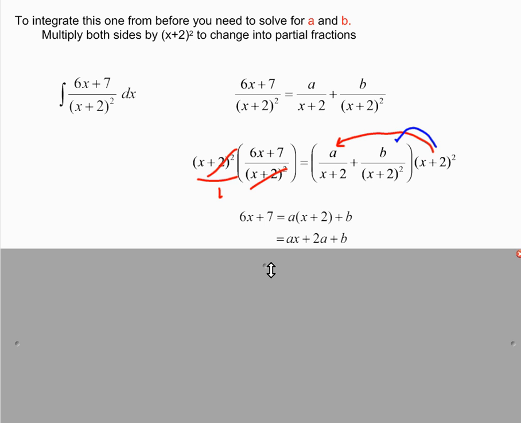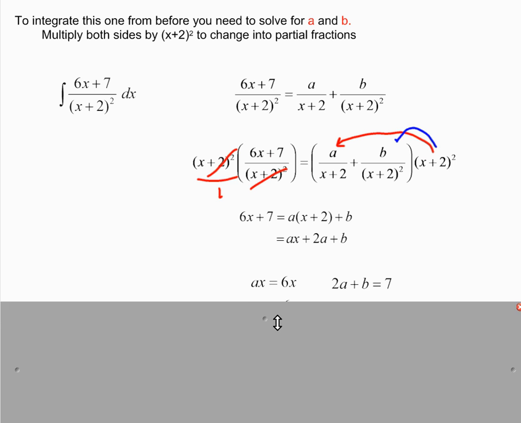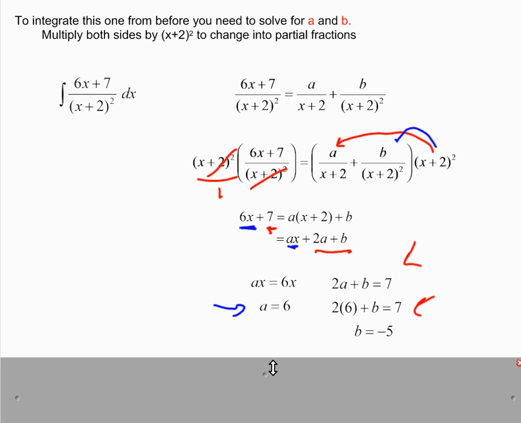Well, now I'm going to distribute that A. And then I'm going to do what I've always done before in each of these: match up like terms. In other words, the 6x is going to have to match up to the Ax. So A is just equal to 6. That was pretty easy. The constant term 7 is going to have to match up with the constants over here, 2A plus B. But since I already know that A is equal to 6, that's pretty easy to do. And so I plug in that value for A, and I get B is equal to negative 5.